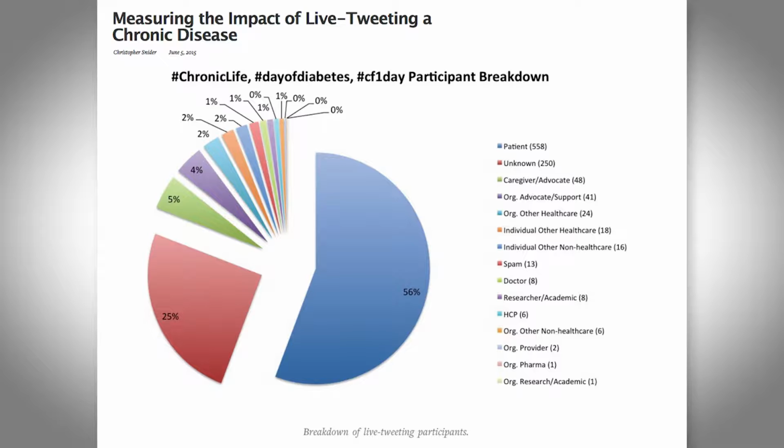Because look, 25% of people on this were unknown. So if this patient is asking a question, he or she is getting an answer. It's just probably not coming from the right person. Because the caregivers are here, others are here, look, advocates, healthcare providers, individuals. The unknown are 25% of people who participate in this chat.